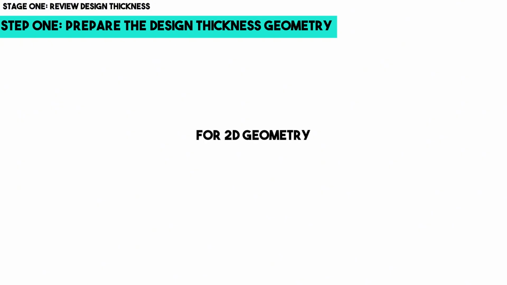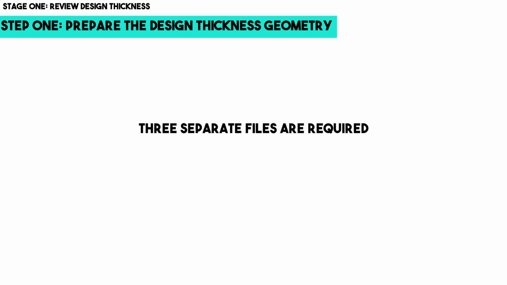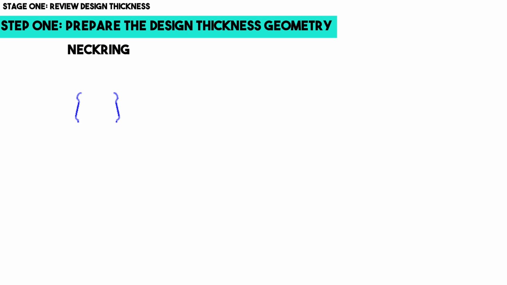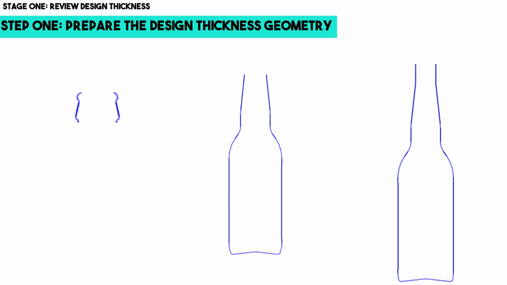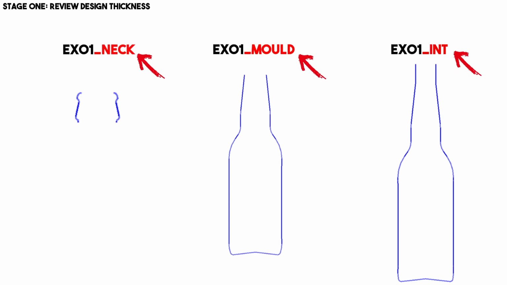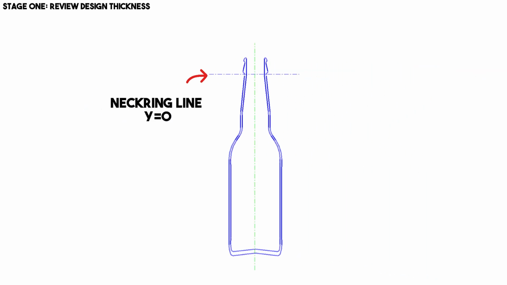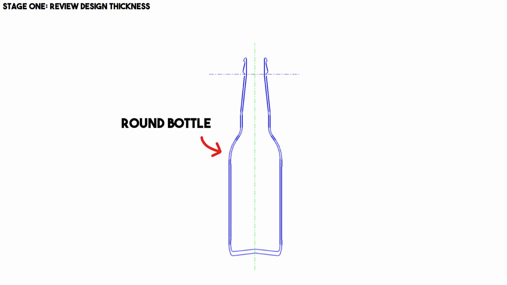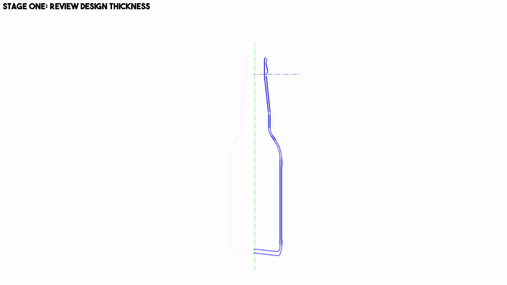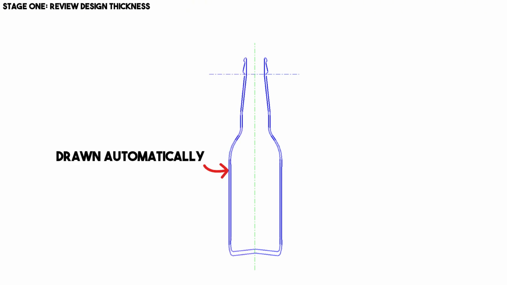For 2D geometry, 3 separate files are required: the neck, blow mold, and internal profile. The last part of the file name must have an identifier, and they have to be aligned to the neckring line and center line. For this example, the design thickness has a wall thickness of 2 mm and 4 mm for the base. As this is a round bottle, the user only needs to prepare the right-hand half of the drawings, and the other half will be drawn automatically when imported in Elfen GD.